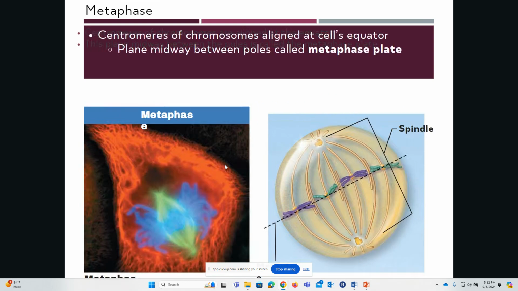And then we move into metaphase. And metaphase is a really quick phase, especially compared to prophase. It's when the centrosomes are able to finally line up in the middle as adjusted by the spindle fibers, and they line up in the middle at something called a metaphase plate. This is an imaginary line, sometimes called the M line.